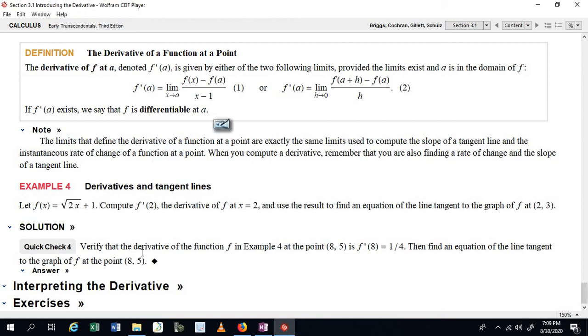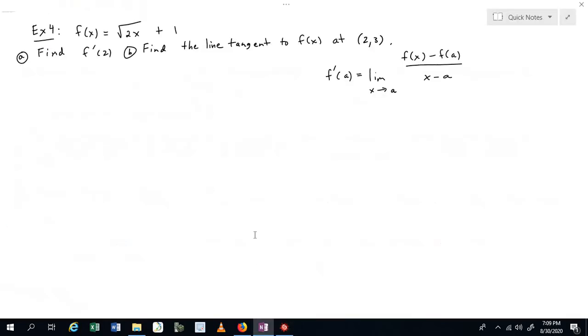So let's look at example 4. We're given this function, and we're supposed to find the derivative of f evaluated at 2. And remember, when you have a prime here, that means the derivative of f. So this means the derivative of f evaluated at 2. Then we're going to use the result to find an equation of the line tangent to the graph of f at the point (2, 3). Let me show you how we can work this out.